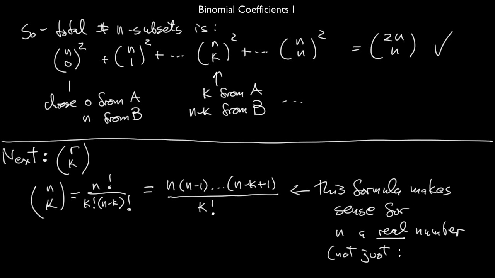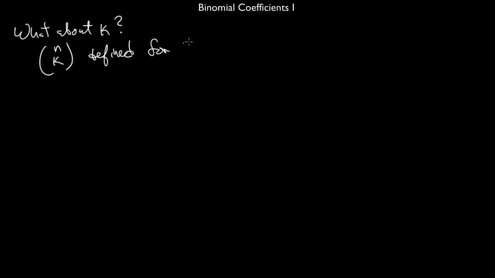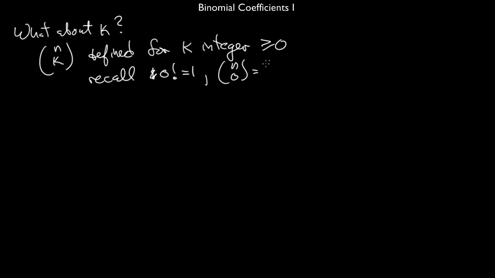And this is the kind of thing that you do often in combinatorics. You have a formula, and there are different ways of writing it, and one way has a particular property. This way has the property that it makes sense for n, any real number. Now, what about k? So remember, n choose k is defined for k a non-negative integer, an integer greater than or equal to 0. And keep in mind that 0 factorial is defined to be 1, and n choose 0 is therefore n factorial over 0 factorial n factorial, which is 1.